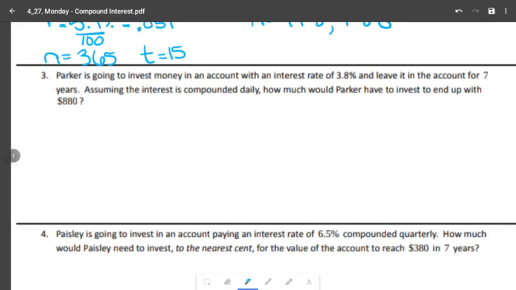Okay, question 3. Parker is going to invest money in an account with an interest rate of 3.8% and leave it in the account for 7 years. Assuming the interest is compounded daily, how much would Parker have to invest to end up with $880? Okay, so the word compound is there again, which is what's telling me to use this formula.